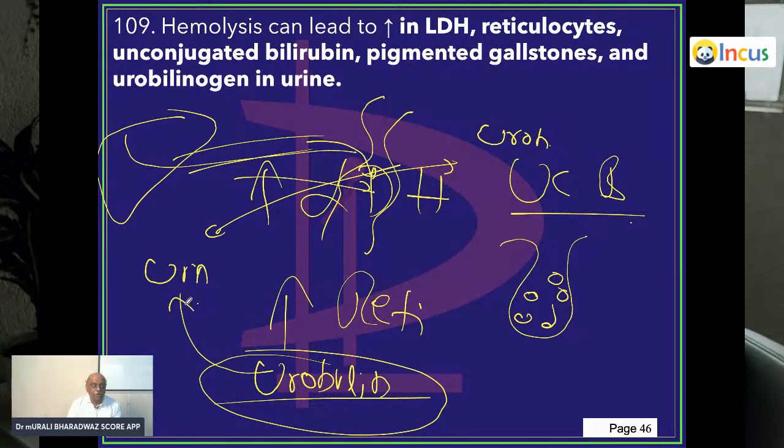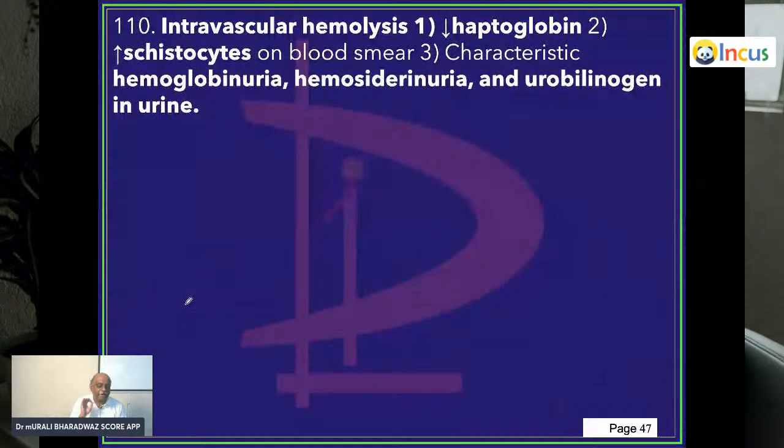Once more, summarize. In tomorrow's NEET PG exam, they will give you a clinical vignette, a patient's biochemical report: high LDH, high reti count, unconjugated bilirubin, pigmented gallstones, high urobilinogen in urine. In spite of that, if your heart is not thinking hemolytic anemia, you are too far. Okay? So please remember, clinically, day in and day out, we practice all these fundamentals, doctor.